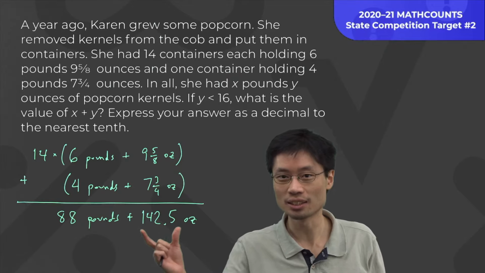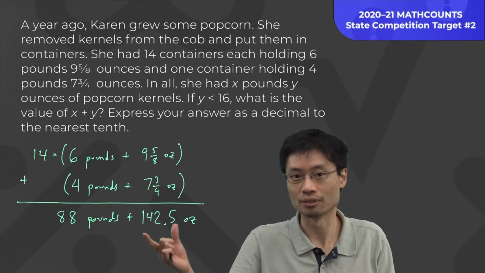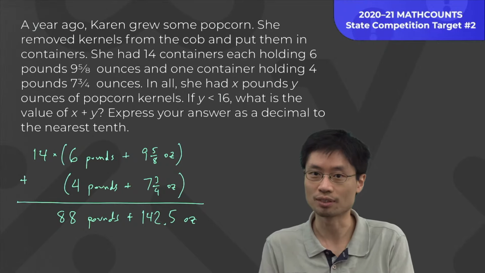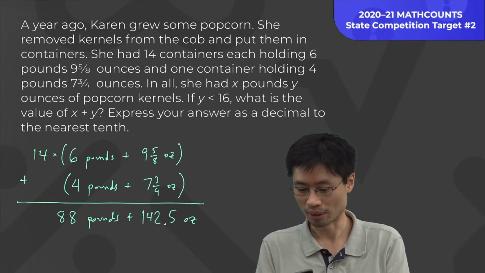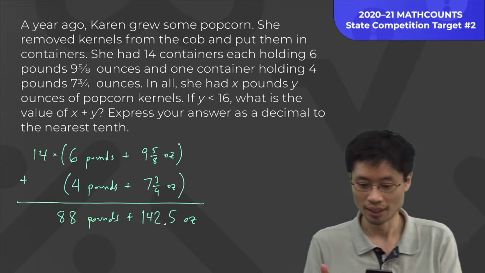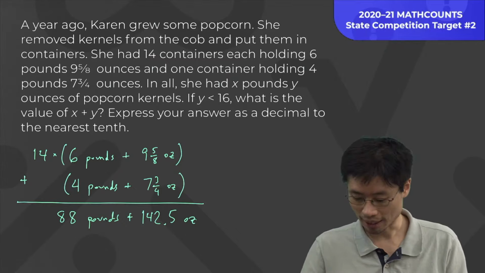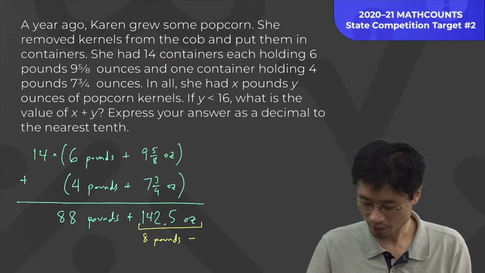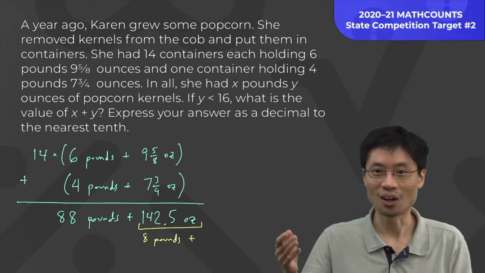But now I need to turn this thing into the thing with just pounds. The easiest way to do that is to just use your calculator. 142.5 divided by, not 12, 16. There's 16 ounces in a pound. Okay? And that's 8.9 something. That tells me that it breaks into 8 pounds and something. Well, and something, I know what that is.